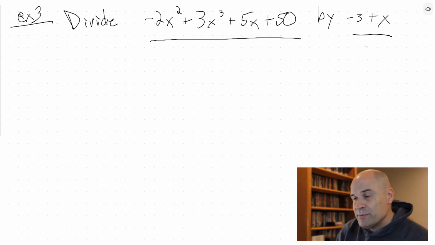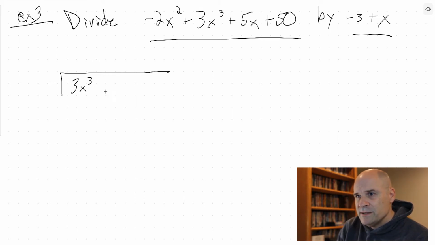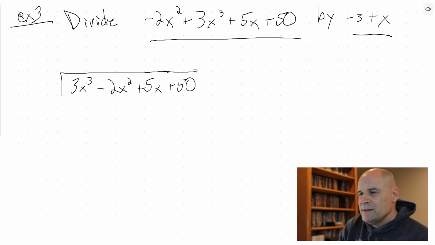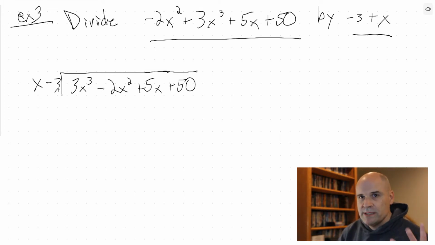Well, first step, we're going to put everything in order, and then we're going to put it in our little box here, okay? So the first thing here that we need is the 3x cubed, and then it goes minus 2x squared plus 5x plus 50, okay? So that's all divided by this guy. Well, let's put this guy in order. This is just x plus negative 3, or just x minus 3. So far, so good?